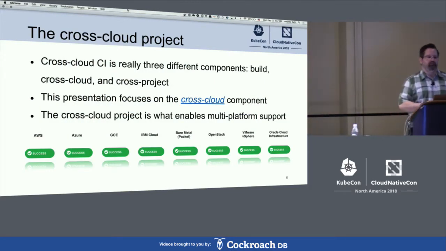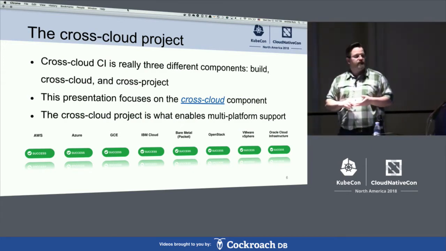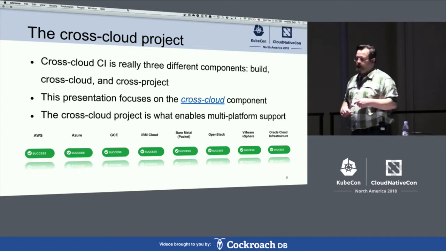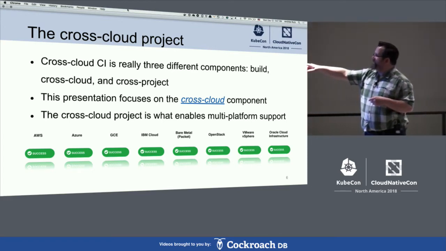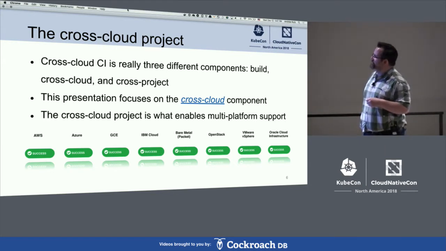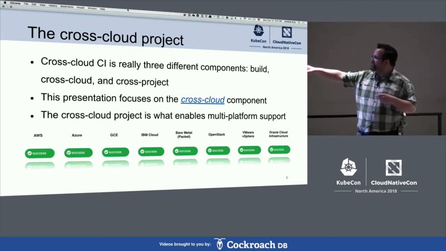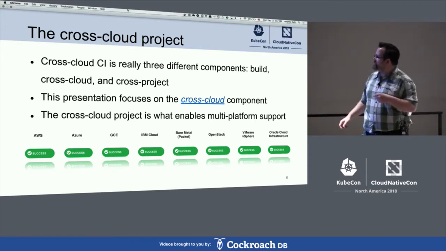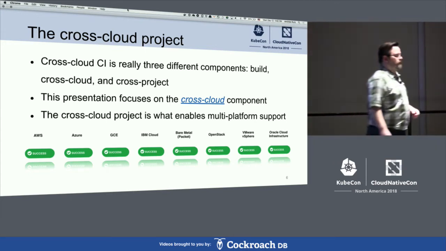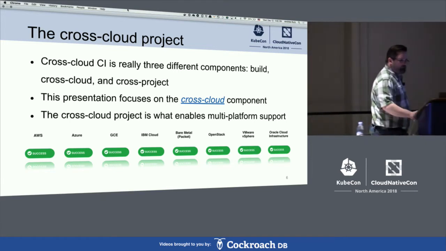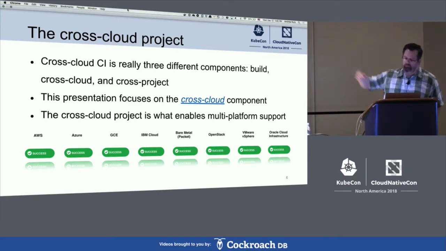CrossCloud is really three distinct components: build, CrossCloud, and cross-project. Today we're going to be focusing on the CrossCloud component, and it's what enables the multi-platform support. That is a pretty up-to-date view of what platforms it currently supports. In case you can't see it, it's AWS, Microsoft Azure, GCE, IBM Cloud, Packet, OpenStack, VMware vSphere, and OCI, or Oracle Cloud Infrastructure. And today's talk is about how to help you put your platform on the dashboard.